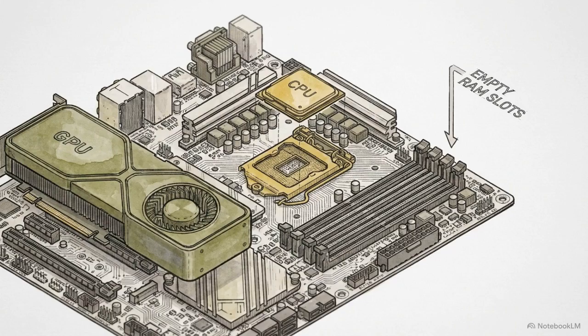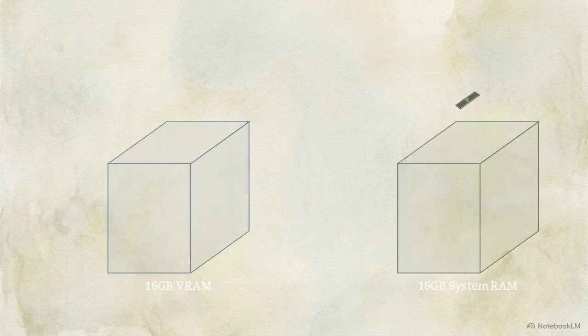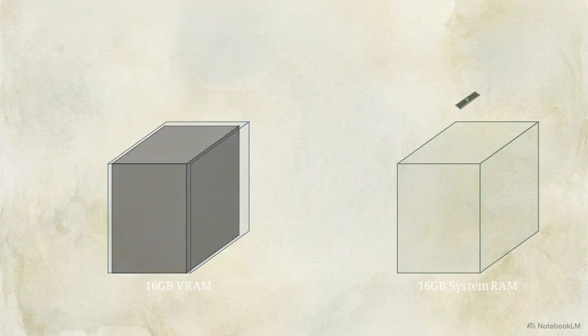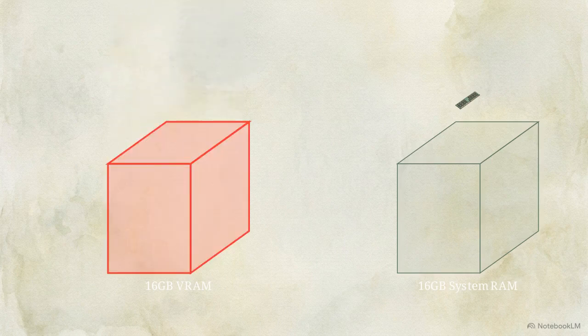The first constraint you have to solve actually has nothing to do with the graphics card. We have to look at the motherboard. This diagram shows a side-by-side comparison of a standard workstation setup: a 16 gigabyte VRAM block on the GPU on the left next to a 16 gigabyte system RAM block on the right. When you run a massive diffusion transformer like LTX 2.3 for video, it uses a mechanism called spatial upsampler offloading. This forces a massive data load into the VRAM block, overflowing its capacity immediately.